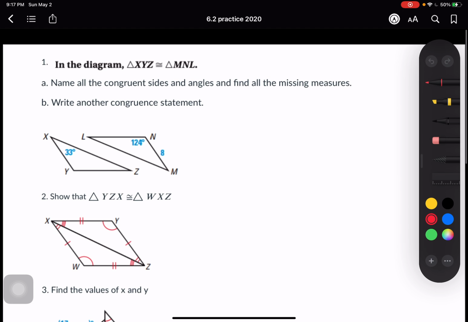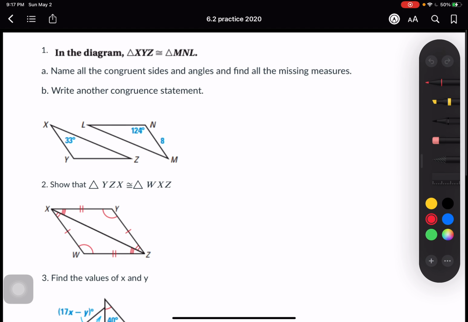So, name all congruent sides and angles and find all missing measures. Alright, so for A, let's do work for A right here. I'm given a congruent statement, and that's really all I need to answer A. This way I know that angle X is congruent to angle M. I know that angle Y is congruent to angle N. And I know that angle Z is congruent to angle L.